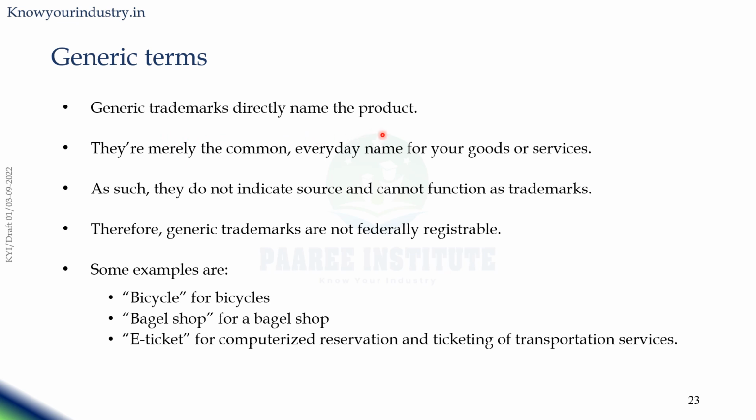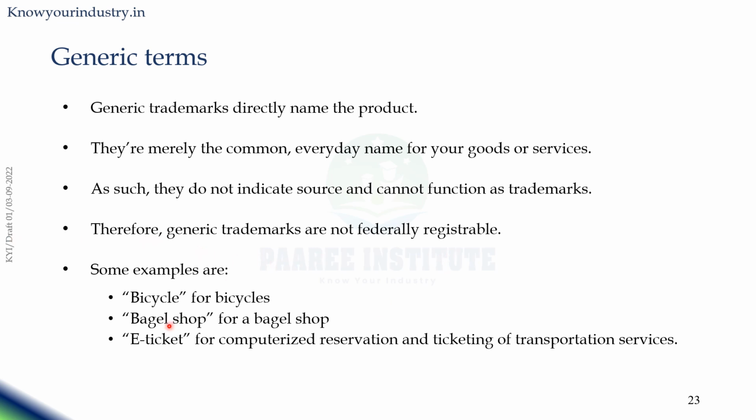Generic trademarks directly name the product. They are merely the common, everyday name for your goods or services. As such, they do not indicate source and they cannot function as a trademark. Therefore, generic trademarks are not federally registerable.